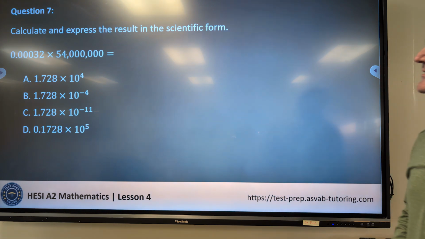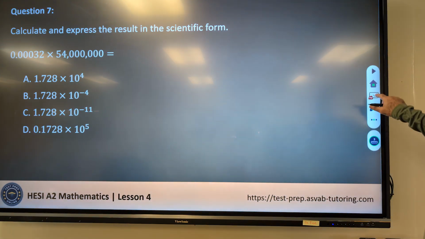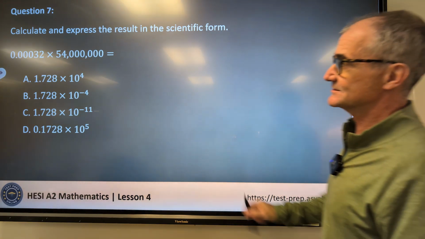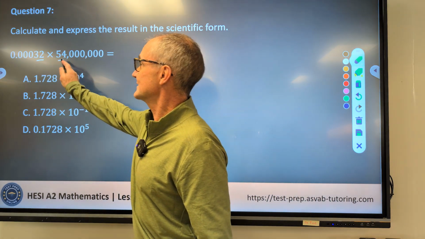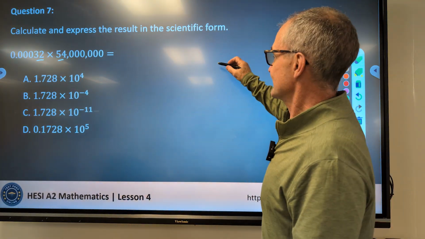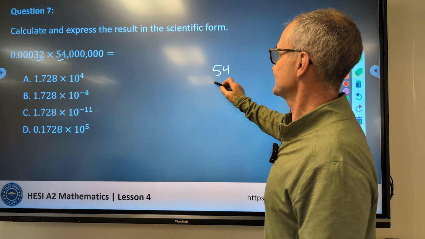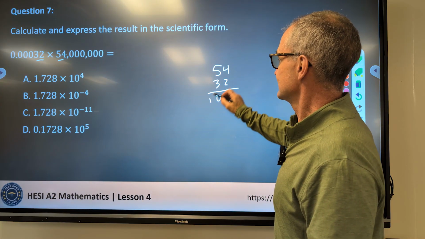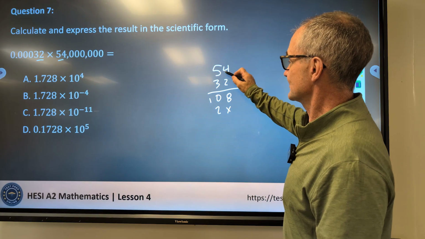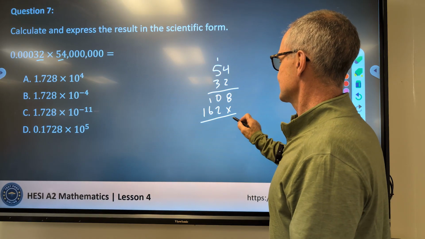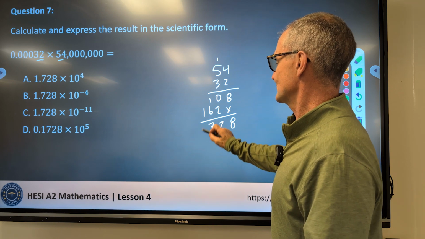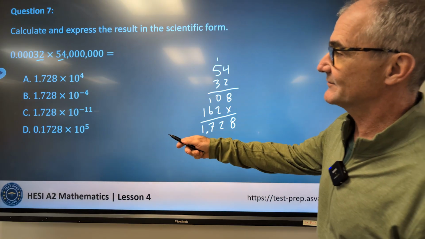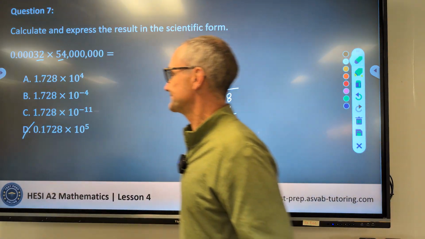Calculate and express the result in scientific form. Okay, so we've got to multiply these 2 numbers together. Really all we're going to do is look at these numbers first, and then we'll figure out the decimal place after that. So I've got 54 times 32. That's going to give me an 8, a 10, then my placeholder, 3 times 4 is 12, carry the 1, 16. So it's going to give me 1728, so 1.728. I look up there, and the only answer I can eliminate is D.